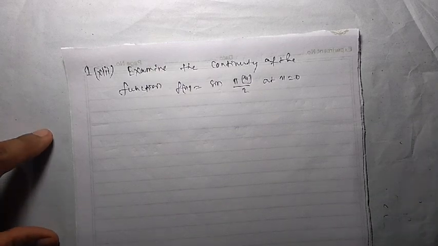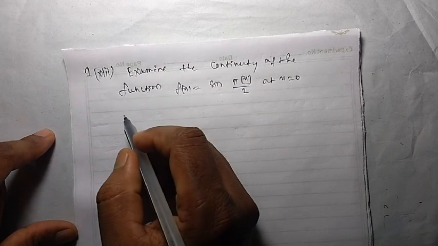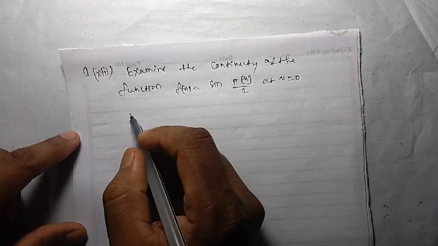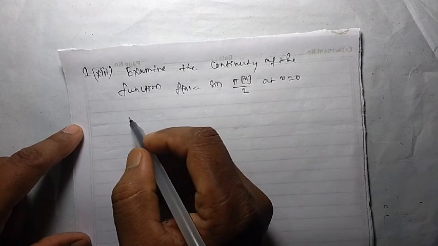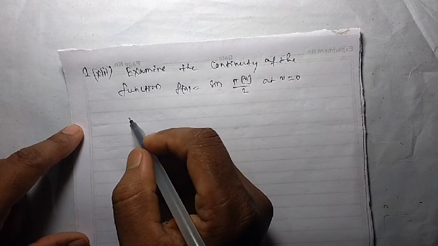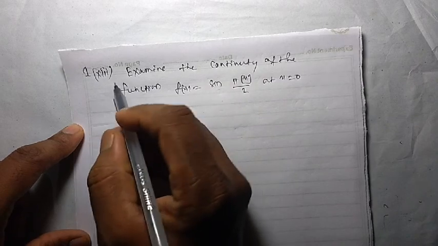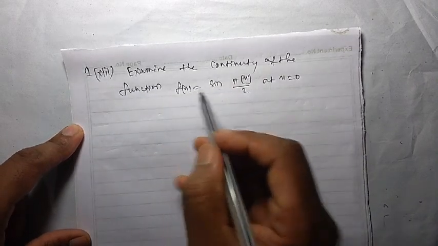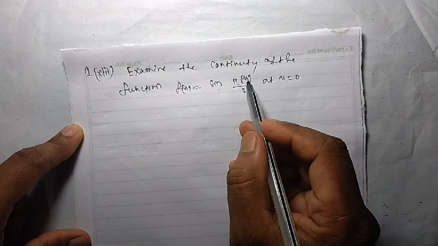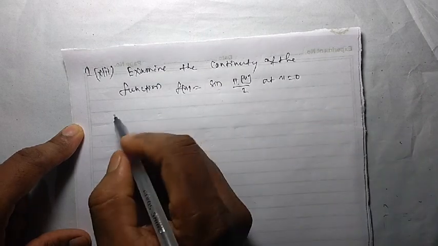I am Pavitra Monak. Today I need to discuss some problems of continuity. This is Elements of Mathematics, Exercise 7a, question number 1. The question is: examine the continuity of the function f of x is equal to sin pi bracketed x by 2 at x is equal to 0.